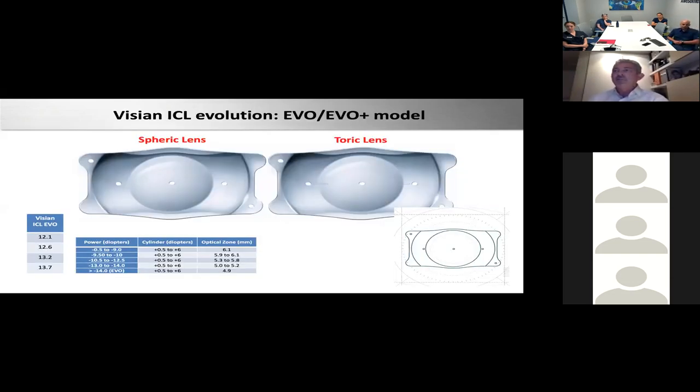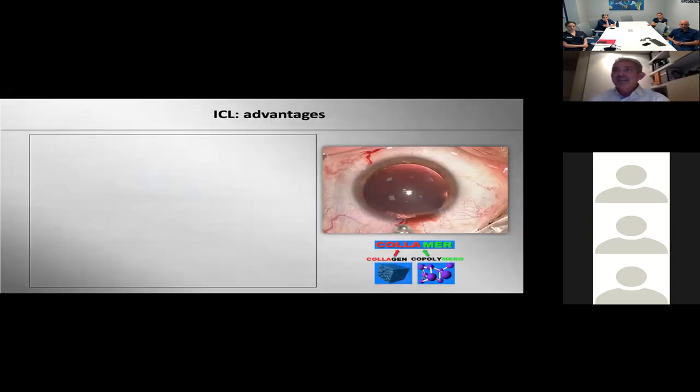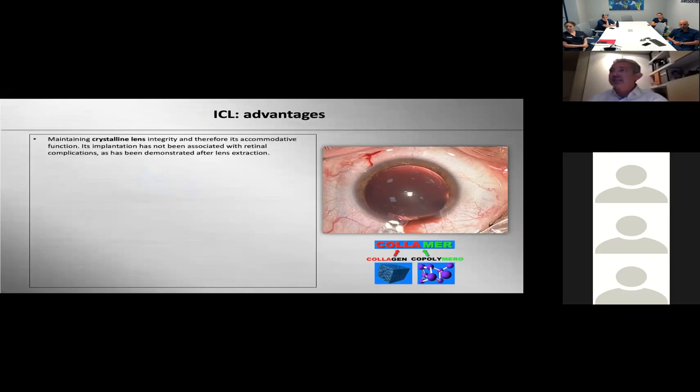The current available myopic models are the Visian ICL EVO Plus and EVO that reach up to 18 diopters for myopia and up to 6 for astigmatism. They maintain four sizes, 12.1, 12.6, 13.2, and 13.7, which correspond to the lens length in millimeters. The main advantages of the ICL are that they maintain crystalline lens integrity, therefore its accommodative function. Its implantation has not been associated with retinal complications.